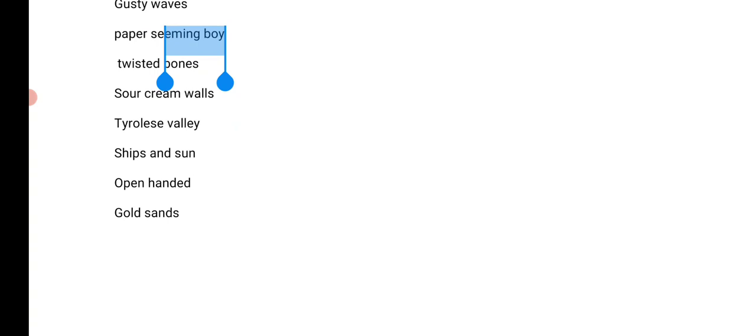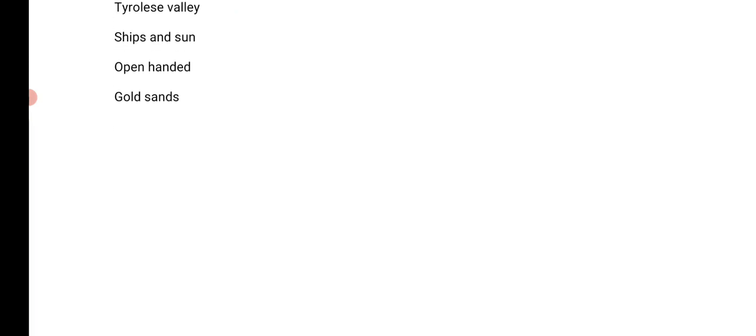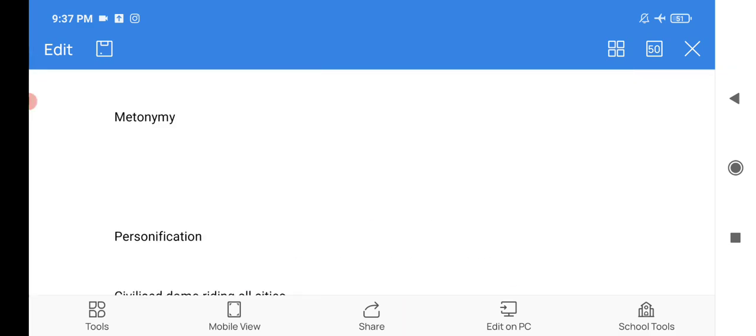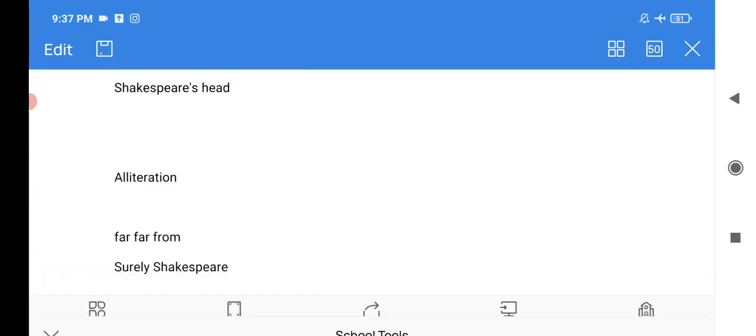Open-handed map, the map of the rich people. And gold sands means ocean, beach, where these children cannot go because they are confined to the slum. So that's all we have in today's session. We have discussed all the poetic devices. These are very important, and you must know what they are.